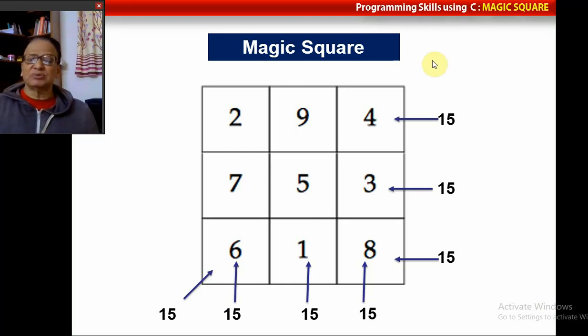First, let us go through, as you see, what is a magic square? In a magic square, the sum of numbers in every row, every column and the two diagonals is the same. As you see here, 2 plus 9 plus 4 is equal to 15. Here also 6 plus 1 plus 8 is equal to 15, or take this diagonal, 6 plus 4 plus 5 is equal to 15. So as you see, this is a magic square.